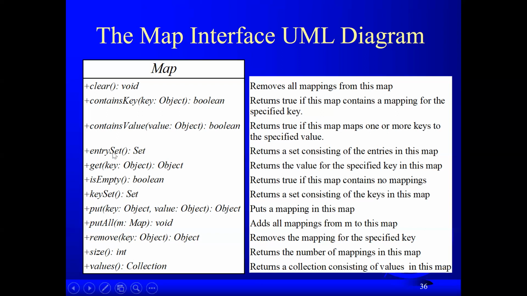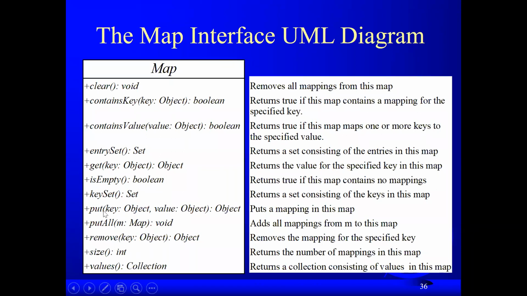Then entrySet. entrySet is a function, and when you call it, it will return a set which is the complete set of entries in this map. All the entries will be retrieved. Get is the one where, by using the key, you can get the particular object value. isEmpty tells whether it is empty or not. Another is keySet. keySet returns a set of only the keys. All the keys will be returned in set form.